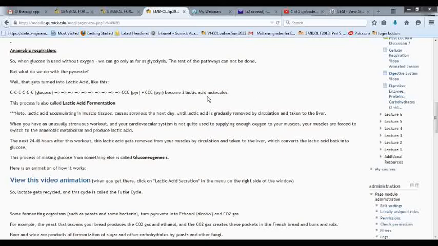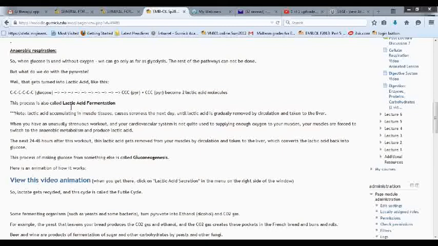Now, because it's an acid, it's going to hurt. And that's why when you're mobilizing the lactic acid from your tissues the following day after your strenuous workout, your tissues, your muscles are going to hurt and they're going to get sore, okay, until all that lactic acid is removed and turned back into glucose.